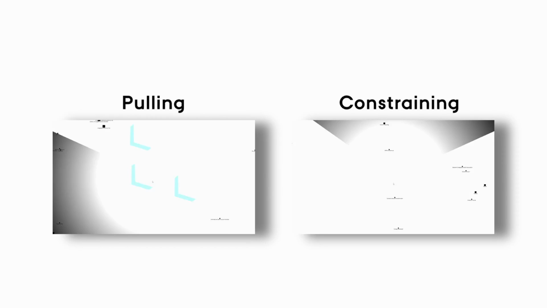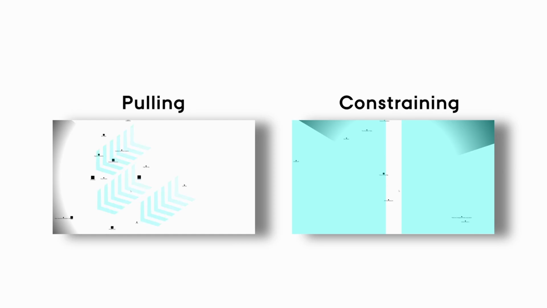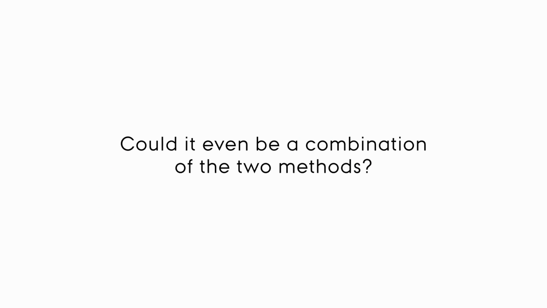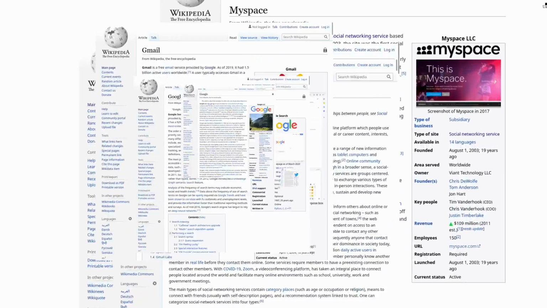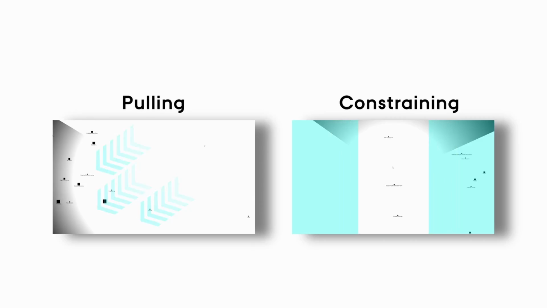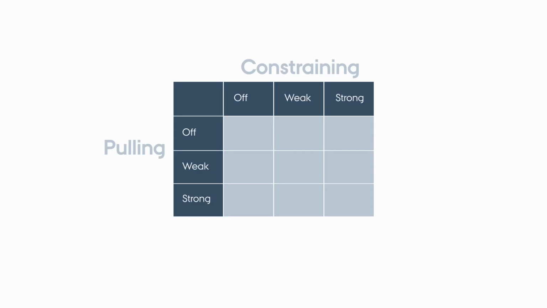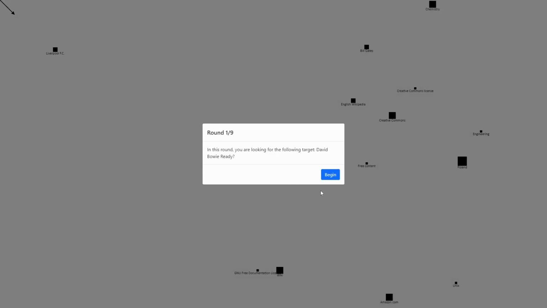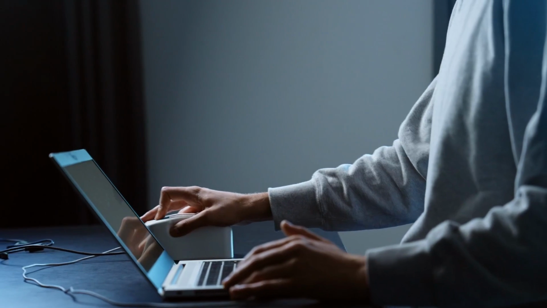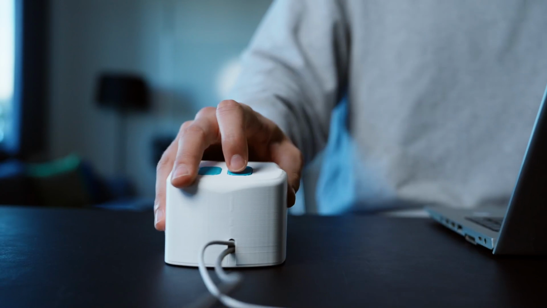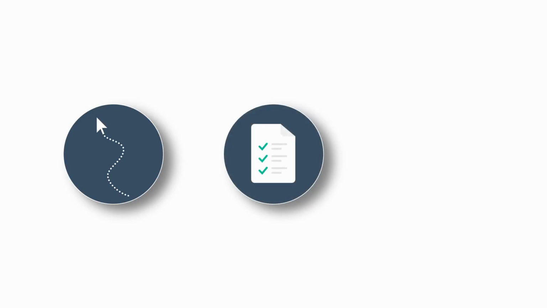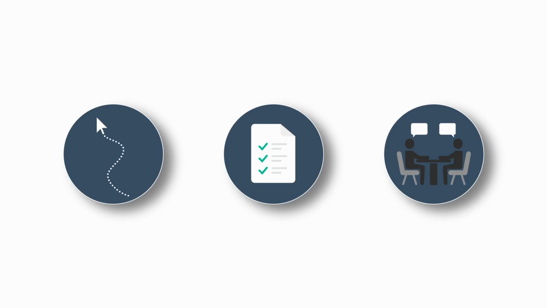Now, the question we set out to answer was, which of these 2 methods is more appropriate to provide guidance? Could it even be a combination of the 2? To answer this question, we implemented these 2 force feedback methods on top of a visualization of Wikipedia articles. Using this setup, we conducted a user study to examine the 2 methods of pulling and constraining for 3 different levels of force feedback. The study asked participants to locate a Wikipedia article in the visualization, aided by varying combinations of feedback. We recorded the participants' mouse movements and questionnaire responses, and we interviewed each participant after completing the study.